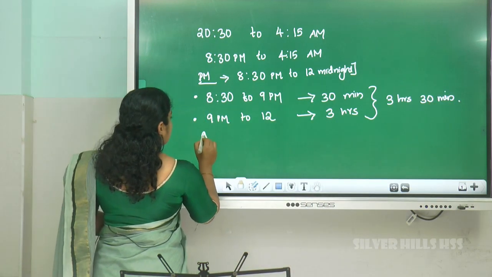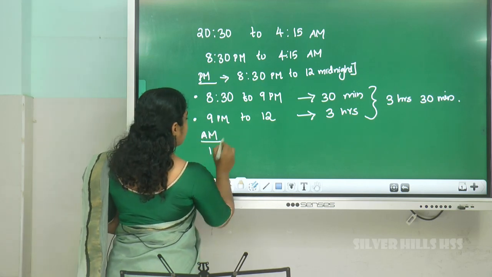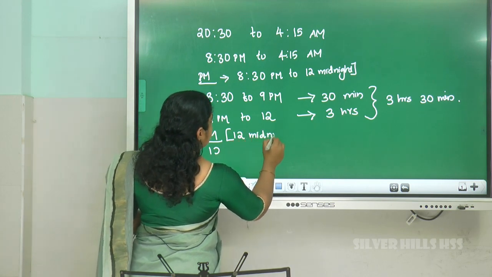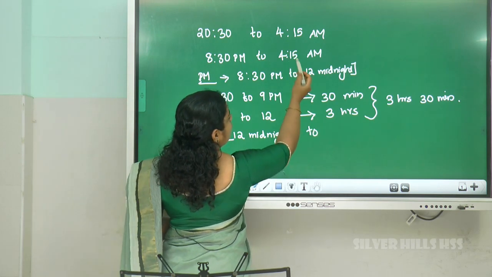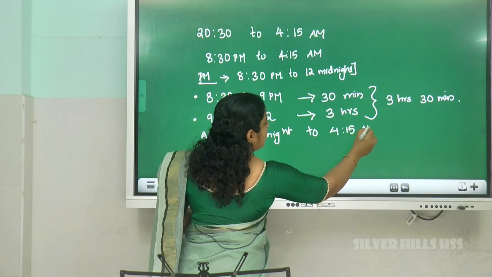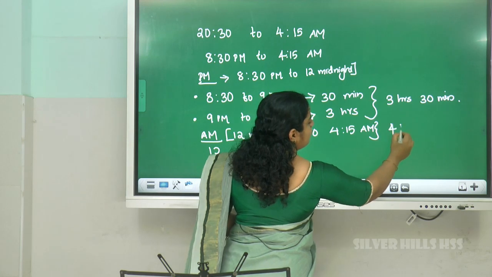Now, we will calculate the time in the AM part. AM means 12 midnight to 4:15 AM. And without calculation, we will get it as 4 hours and 15 minutes.